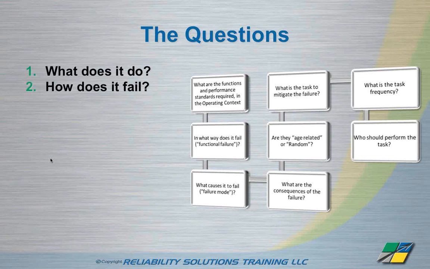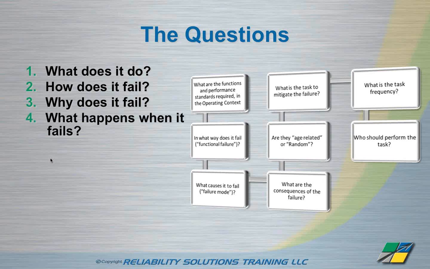What does the asset do? What's its function? How does it fail? How does it not do what it's supposed to do? And then why does it fail? And of course, the heart of this whole process is a failure modes and effects analysis, FMEA. And this is where we drive down to what we call the do-tos. Bearing fails due to lack of lubrication, or due to improper installation, or due to overheating, due to environment, or whatever. The whole idea is to drive down to a point where we can come up with a task that will allow us to mitigate the failure.